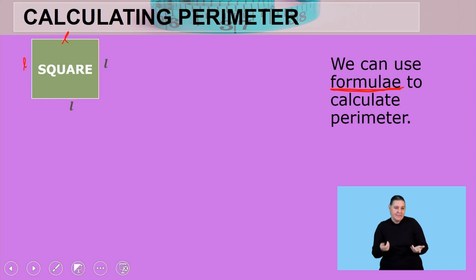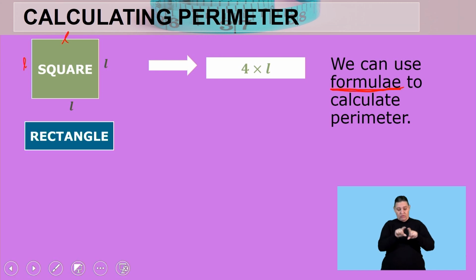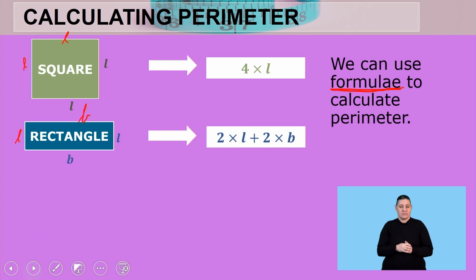So for this formula, 4 times length. The rectangle has a length and a breadth. Across from that length would be that one. Across from this breadth would be that one. Okay, let's make mine a little bit cursive. And that formula for that is 2 times the length plus 2 times the breadth.